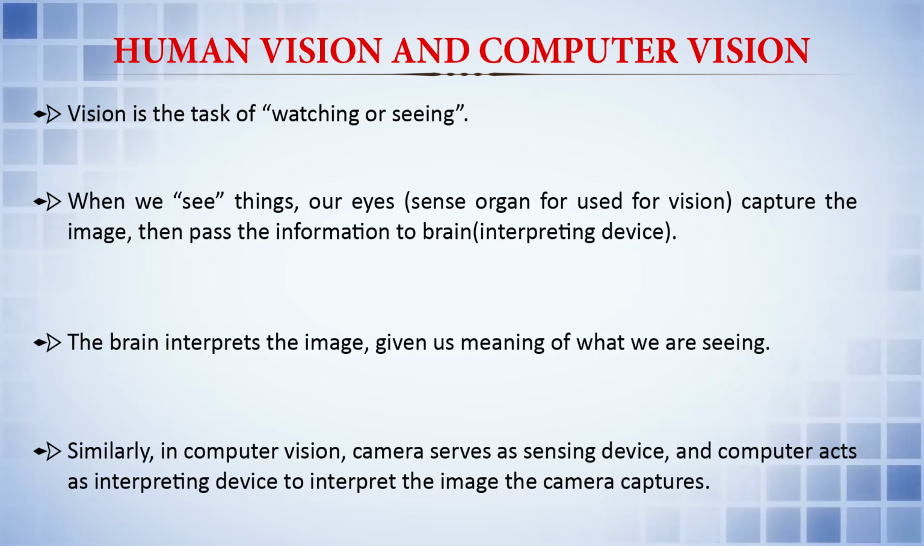Similarly, in computer vision, the camera serves as a sensing device and the computer acts as the interpreting device to interpret the image the camera is trying to capture. So, you can see the actual mimicking of the whole human vision in computer vision. There, eyes were the sense organs and here the cameras are the sense organs. There the brain is the interpreting device and here we are using the computer as the interpreting device.